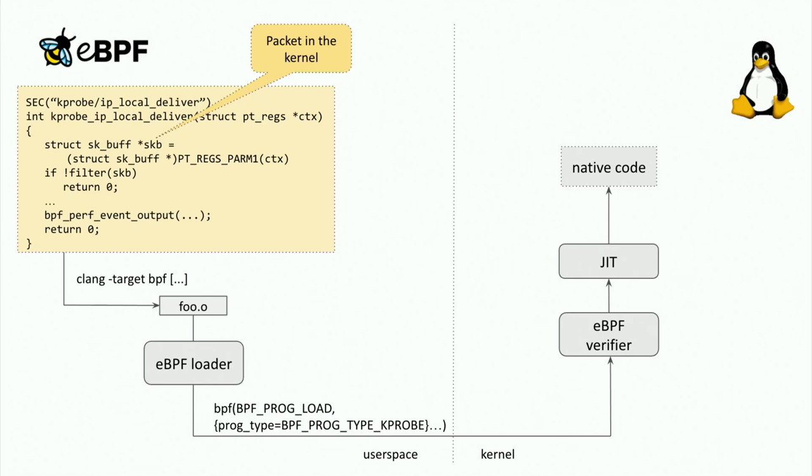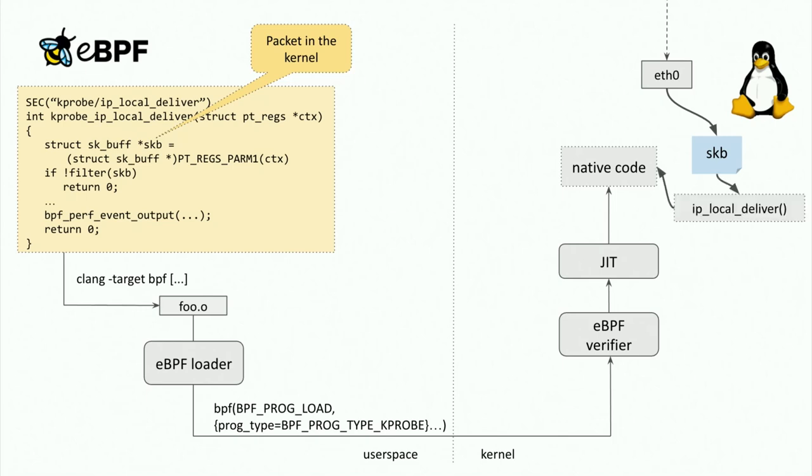And I mentioned earlier that eBPF follows an event-driven model. So what does it mean in this case? In my program, I've attached a kprobe to the IP local deliver function. So this function delivers a packet to a local destination. So let's say a packet is delivered on the eth0 interface on your Kubernetes node, and it's supposed to be delivered to a local metering pod.